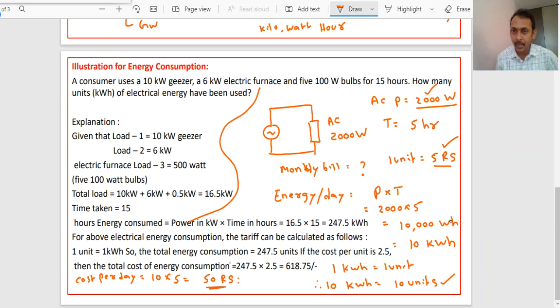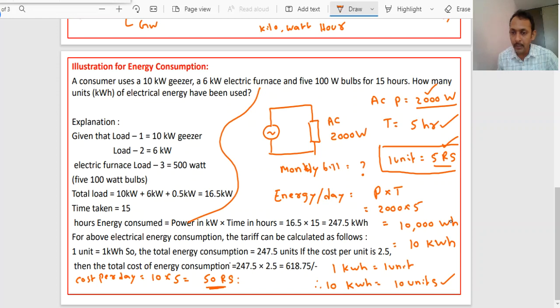If you are using the same AC for 5 hours, the energy will be power into time. The power rating is 2000 into time of 5 hours, so we will get 10,000 watt hours. But the amount we pay is for 1 unit, and 1 unit means 1 kilowatt hour. For that sake, we have expressed these watt hours in kilowatt hours. It is around 10 kilowatt hours.